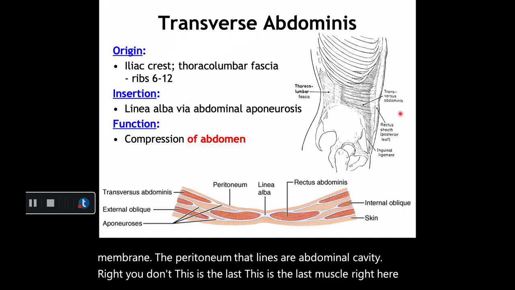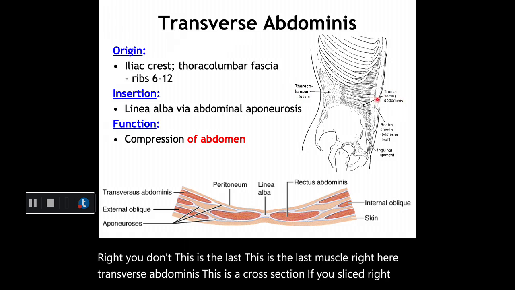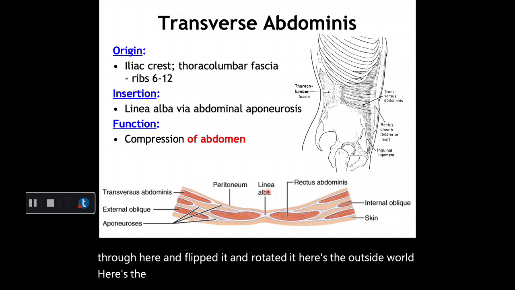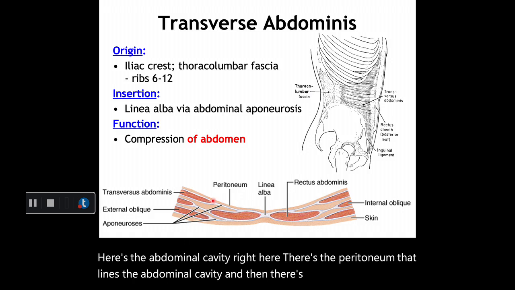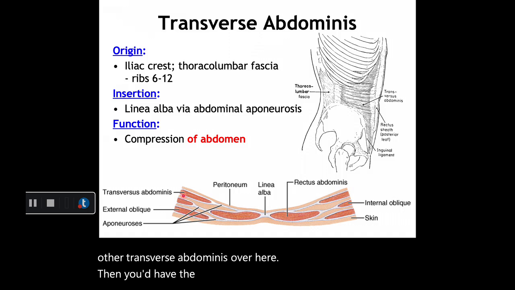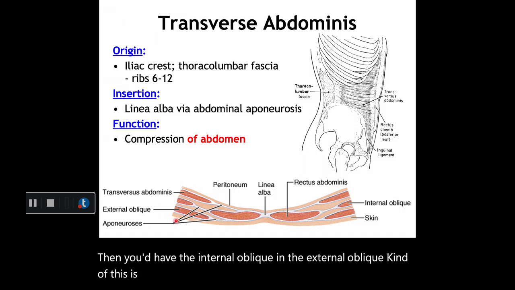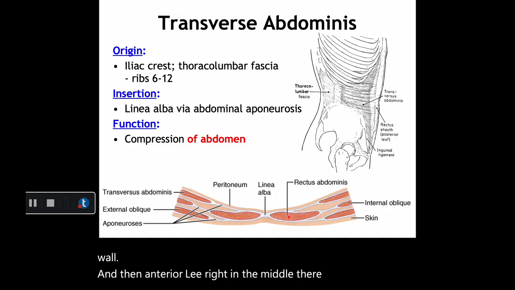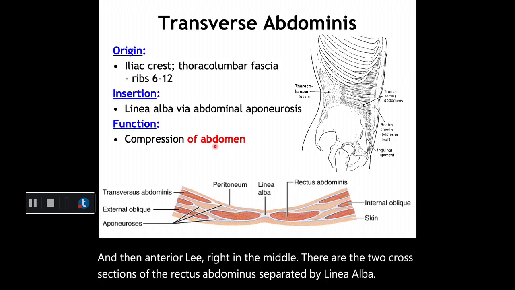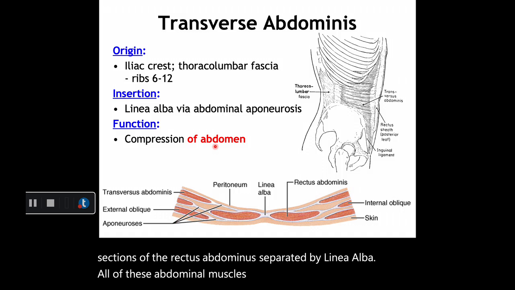This is a cross section. If you sliced right through here and flipped it and rotated it, here's the outside world, and here's the abdominal cavity. There's the peritoneum that lines the abdominal cavity, and then there's a section of transverse abdominis beginning here, and your other transverse abdominis over here. Then you'd have the internal oblique and the external oblique, kind of this layering system of muscles forming the abdominal wall. And then anteriorly, right in the middle, there are the two cross sections of the rectus abdominis separated by the linea alba.